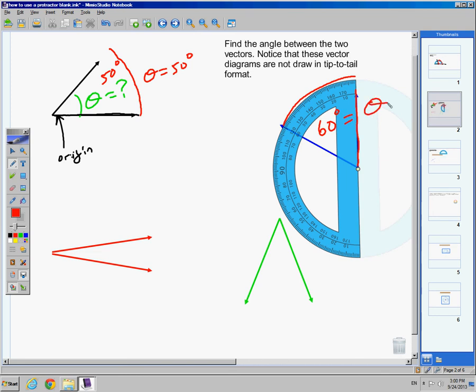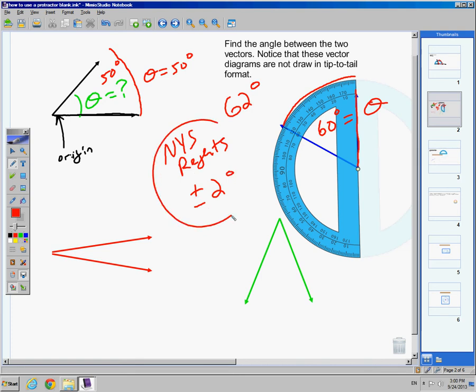Well, if you remember, the old answer we just got was 62 degrees. Are they right? Who's right? According to the New York State Regents exam, they typically give you plus or minus 2 degrees. So if the actual number is 60 and we got 62, both are considered acceptable. And on the low end, if I was to measure 58 degrees, that also would be acceptable.